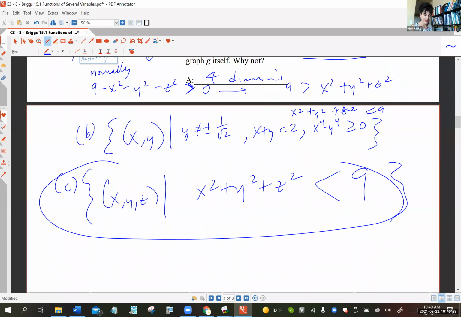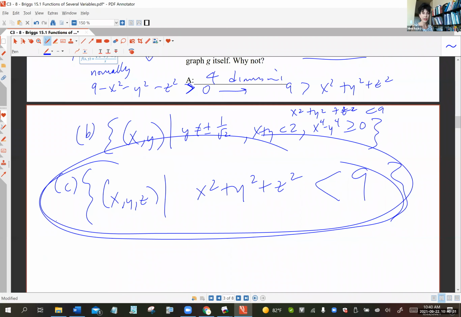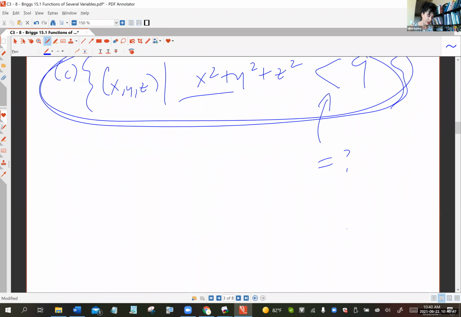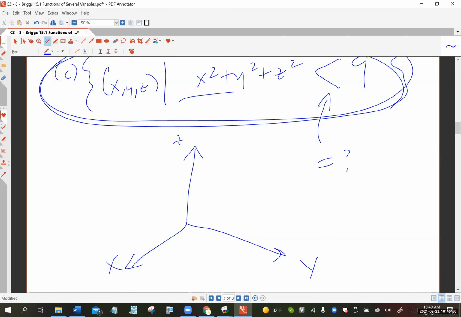So what would the domain look like? Well, it's this set, curly braces, all ordered triples such that x squared plus y squared plus z squared is less than 9. Does anybody remember from the first week of class, if that inequality were an equal sign instead, what the graph would look like? Anybody recall what that would be? I think it's an ellipsoid, right? You're close. It's a perfect ellipsoid. It would be a sphere.